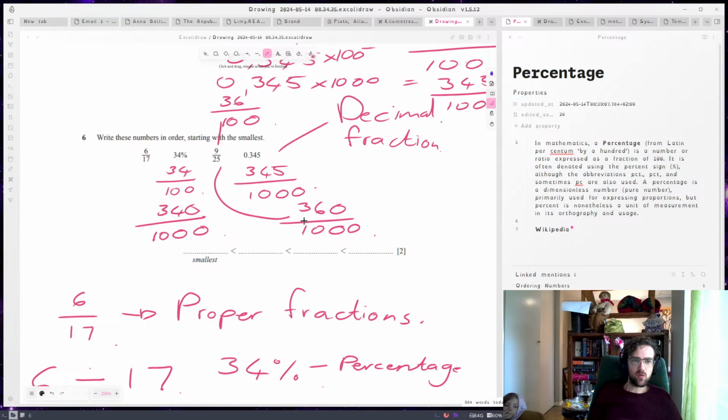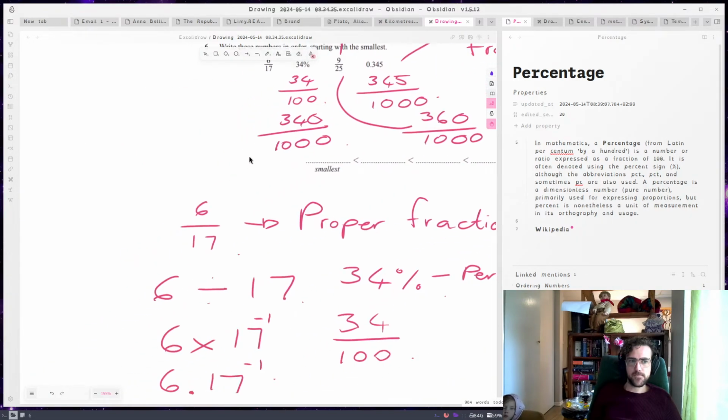So already I know that my smallest one of these three is going to be 30. Yeah, so it's going to be this one, then this one, then this one. But now we've got this 6 over 17. Now 17 is a prime number.